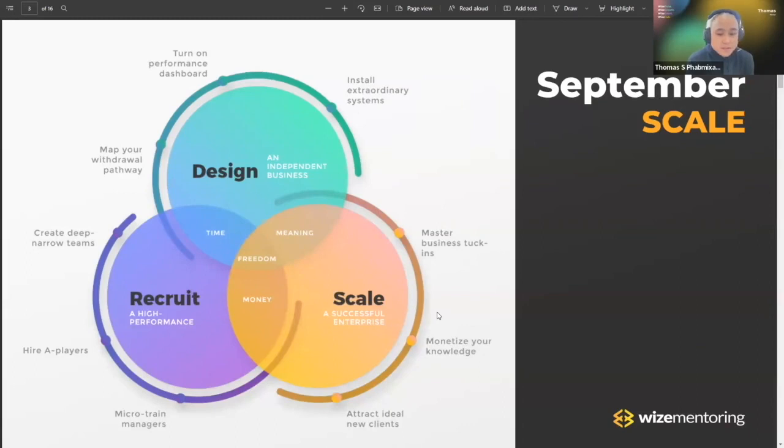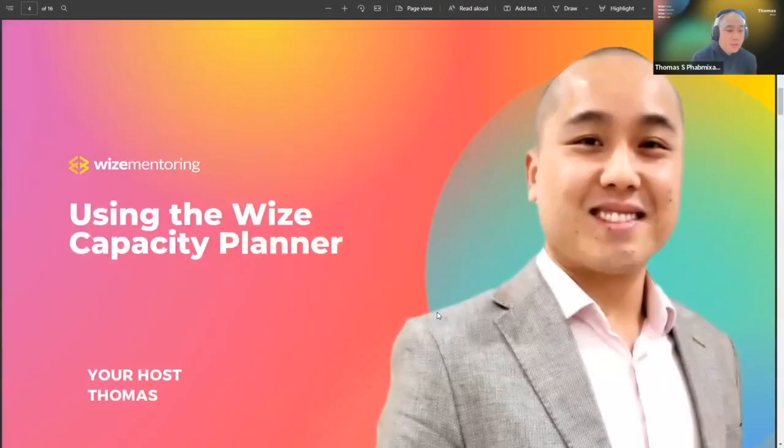This month, it's about scale, and honing into scale, we're talking about using the capacity planner. Now, the capacity planner is a very common sense and obvious tool to use. Of course, you need some sort of calculation and methodical approach in determining how many team members you need for the level of turnover or revenue that you have. But oddly enough, it really isn't something that's used out there.